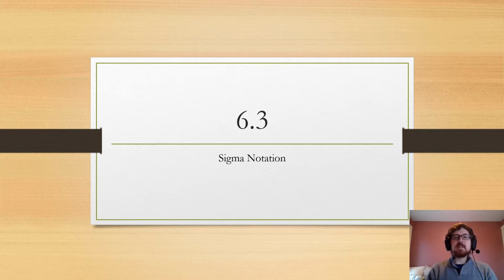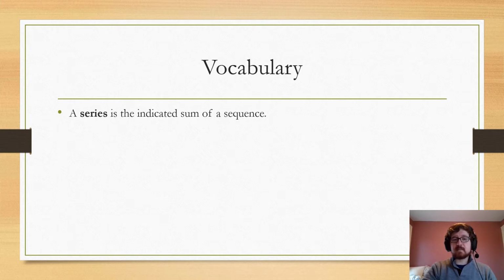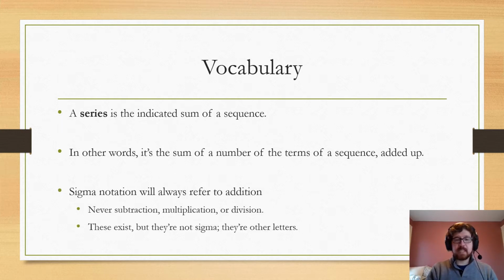We're going to be talking about something called sigma notation, and sigma notation has to do with something we call a series. So some vocab first. A series is the indicated sum of a sequence, so we're just adding a bunch of stuff together. In other words, I tell you, hey, add these things up from a sequence, add the first 20 terms, and you do it. Sigma notation is always going to refer to addition.